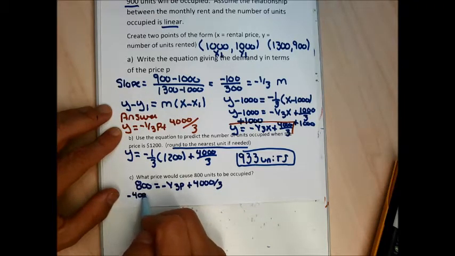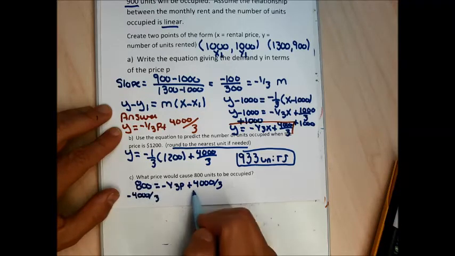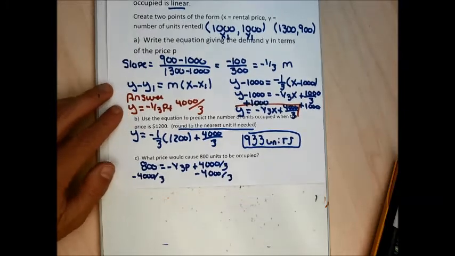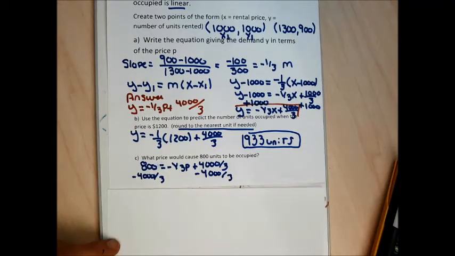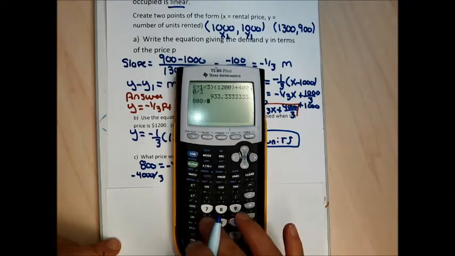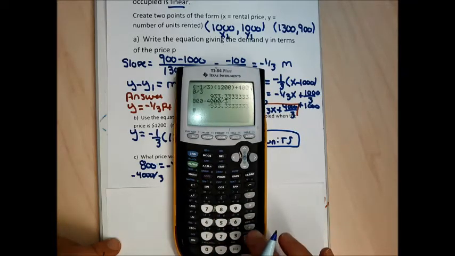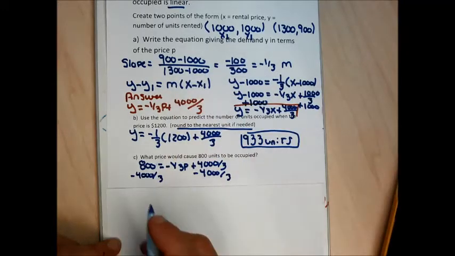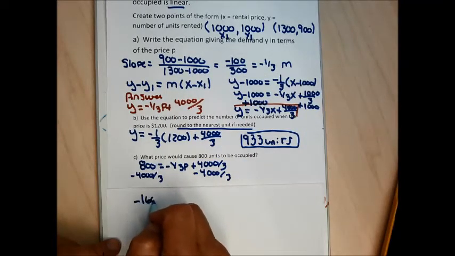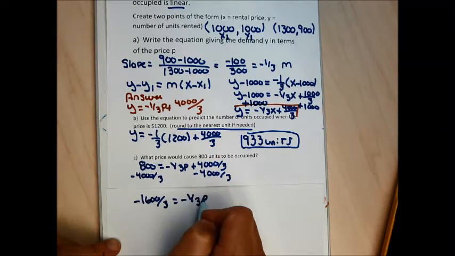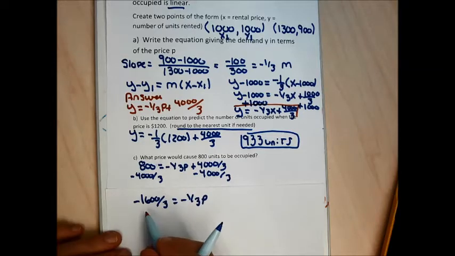And I'm going to use my calculator for most of this. I'm going to subtract 4,000 over 3 from both sides. When I do this, on the left side, that 800 minus 4,000 over 3 I can't do in my head. So 800 minus 4,000 over 3, math, enter, enter. I get negative 1,600 over 3 equals minus 1/3 P. And I'm just going to be lazy. I could do this all by hand if I cared to, but I don't care to.